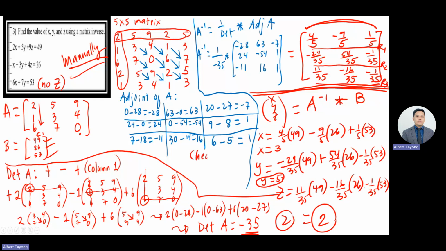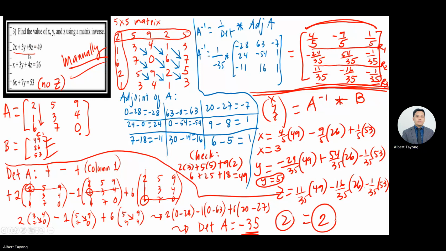Let's check our answer by taking one of the equations here. So our x is 3, so 2 times 3 plus 5 times 5 plus 9 times 2. This is 6 plus 25 plus 18. 31 plus 18 equals 49. So the answers are correct.